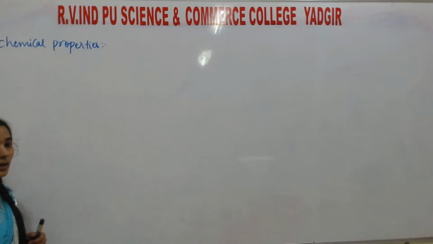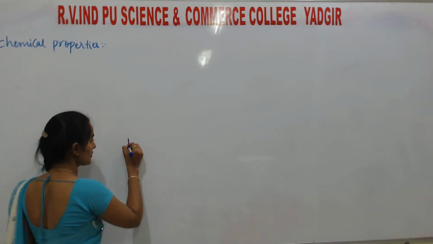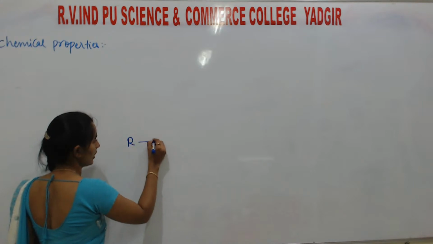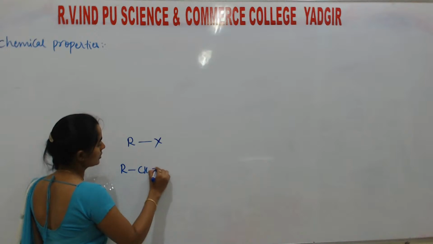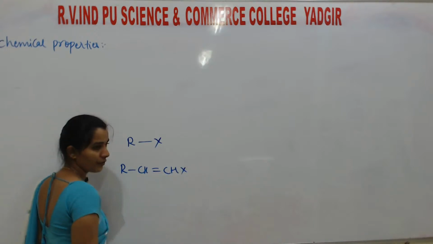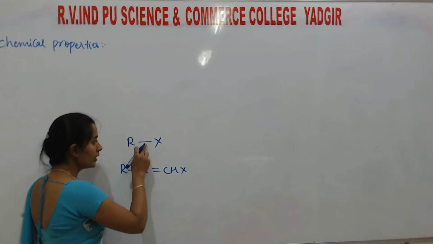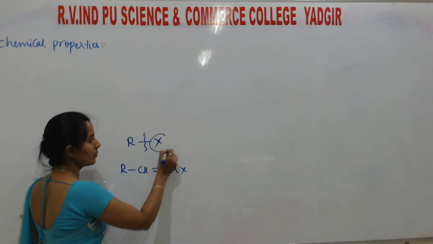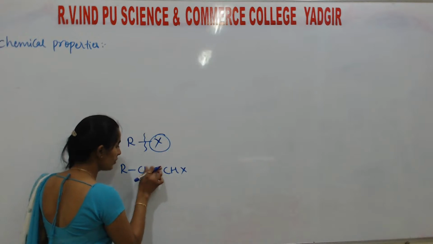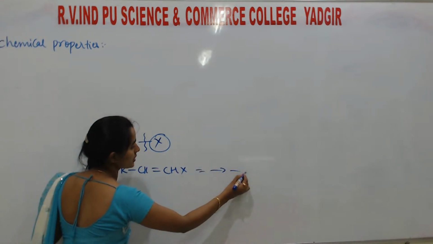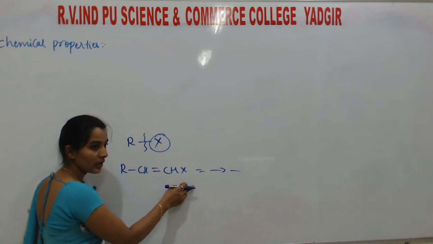So now the chemical properties of these haloalkanes may be in the form R-X type of compound, with a single bond. Next, R-CH=CH-X type of compound. Single bond is also there, double bond is also there. Here, X is replaced by any other atom, one type of reaction. Or any one atom is added to this, and the double bond changes to a single bond. Here an atom is replaced, here an atom is added.